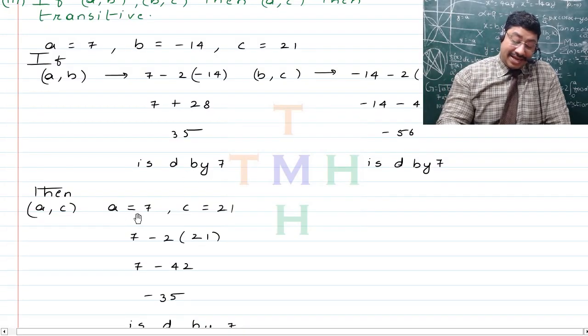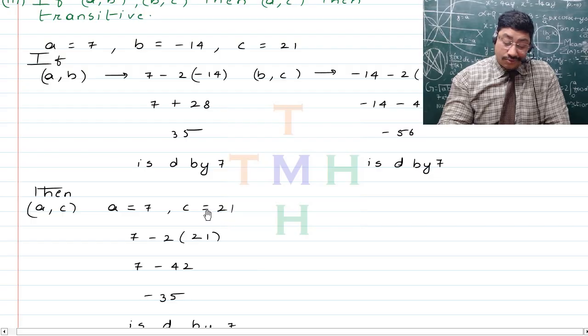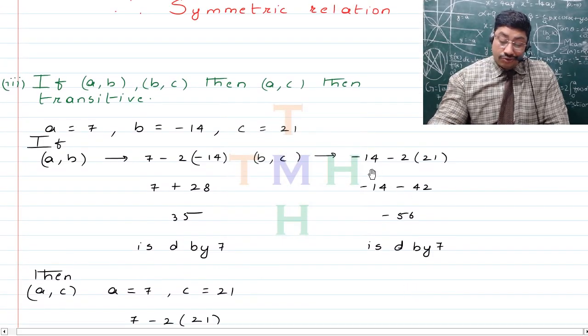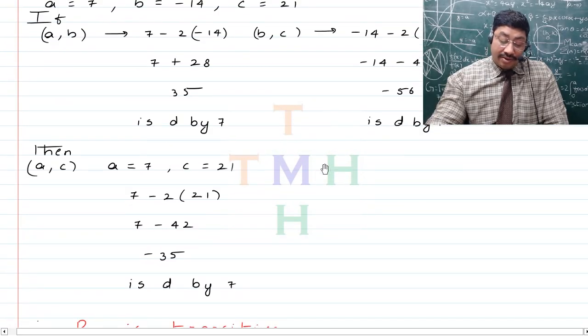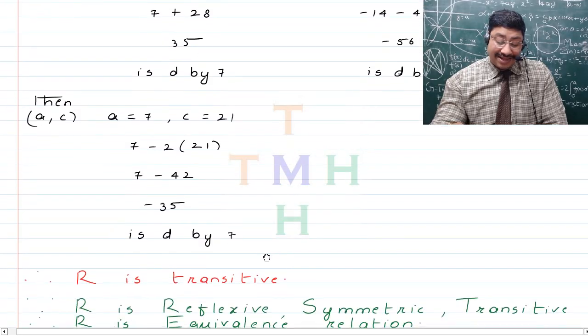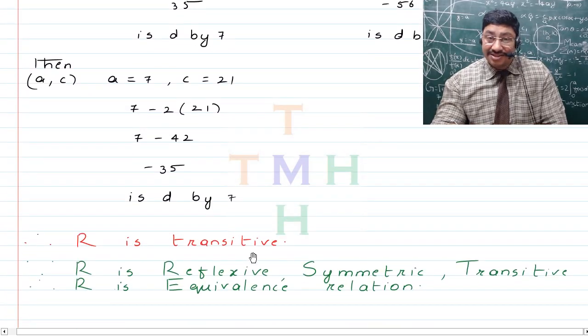Next, we talk about a comma c. So that is a taken to be 7 and c taken to be 21, right? We will try and check for a minus 2c. That is 7 minus 2 times 21, right? So remember here also we did the same. We took the first number, which was the value of b, and we took the second value, that is 21. Now here we solve it out. So this comes to 7 minus 42, which will become equal to minus 35. This is also divisible by 7. As such, this relation is even transitive, right?